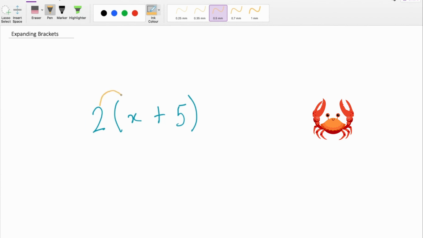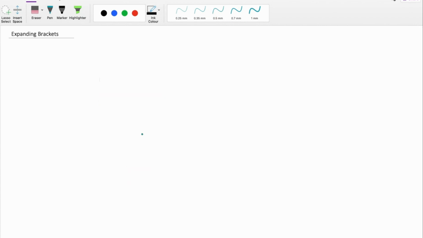2 will multiply with x, and then 2 will multiply with plus 5. If we expand and rewrite this underneath, we get 2 times x, which gives us 2x, 2 times plus 5, which gives us plus 10. And that is how we do standard bracket expansion. Let's do another walkthrough example.